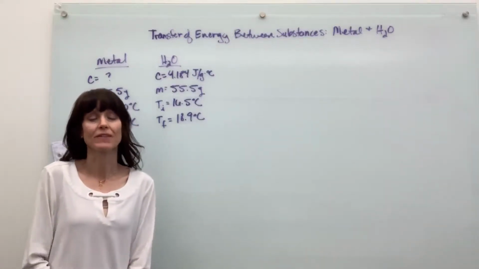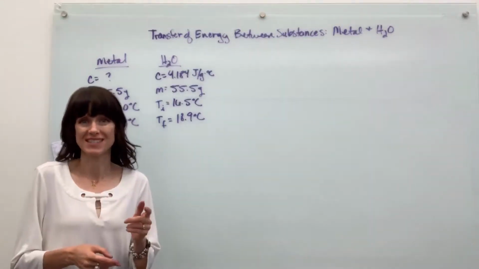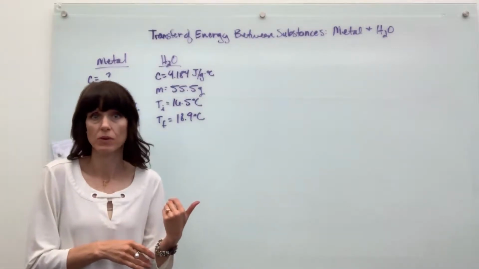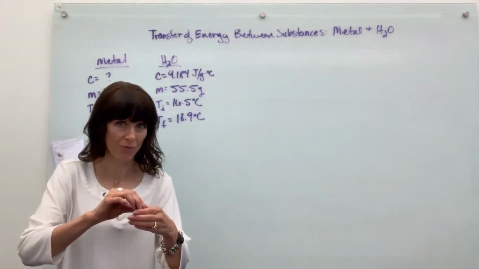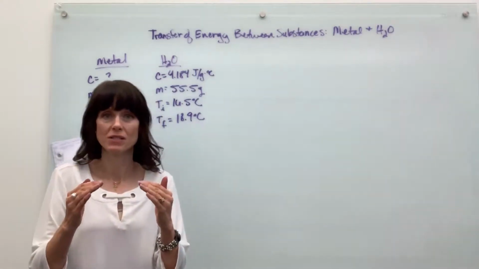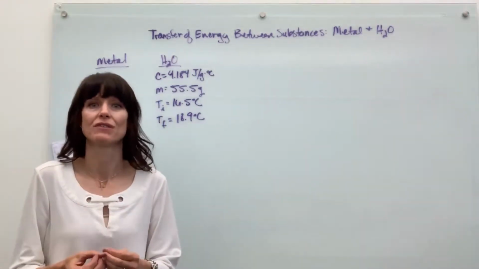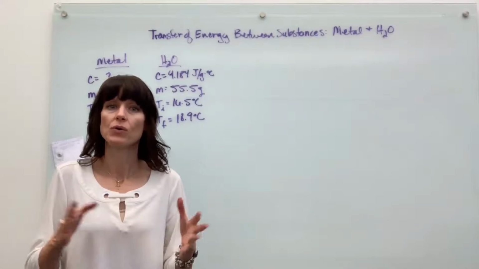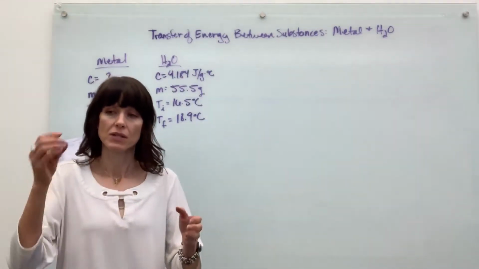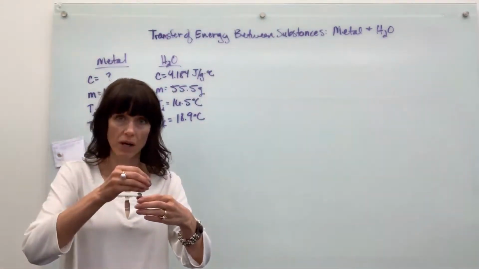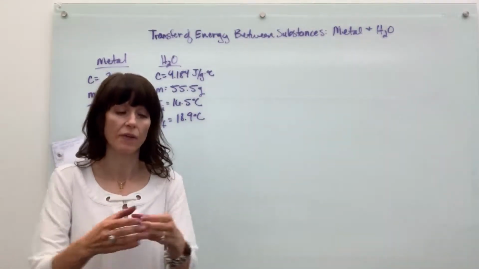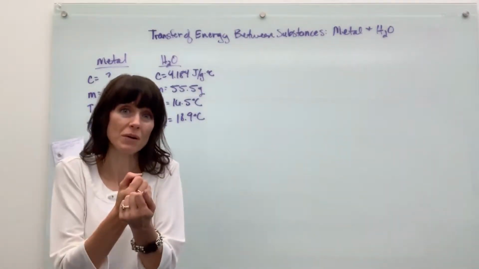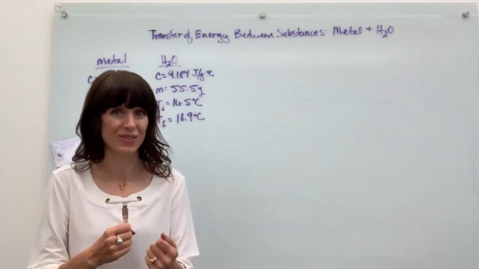Now we're going to talk about the transfer of energy between substances. In this particular example, we're going to have a hot metal that we put into a cold cup of water. So first thing that you want to do is think about the transfer of energy. What's warm, what's cold, where's the energy moving? So this hot metal going into the cold water, the hot metal will release its energy, that's exothermic, and the cold water is going to absorb that energy, it's endothermic.